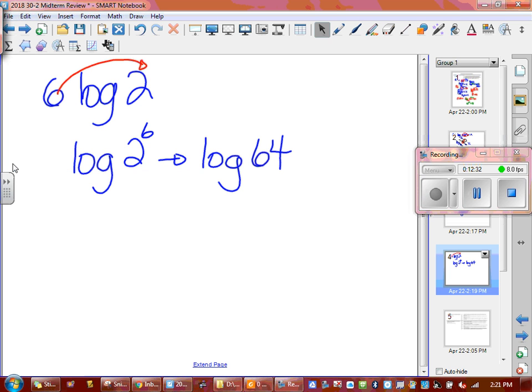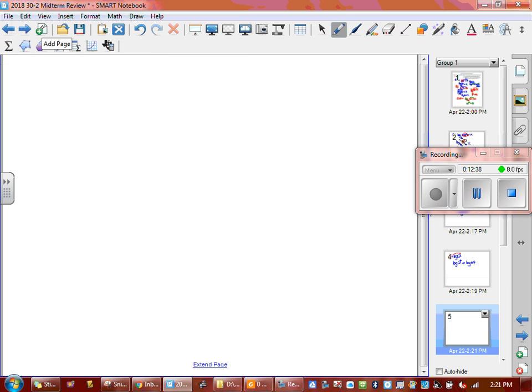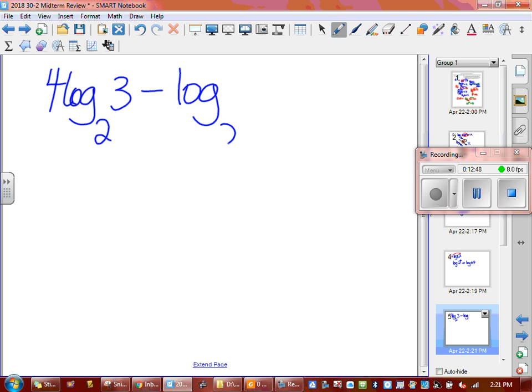Okay, so let's take a look at some of these laws and put them together. So, we're going to have 4 log base 2 of 3 minus log base 2 of 9. Let's just go with that one first. We'll stop there. We'll just do a small one here before I start throwing some bigger ones. Okay, so what's the first thing you have to do?